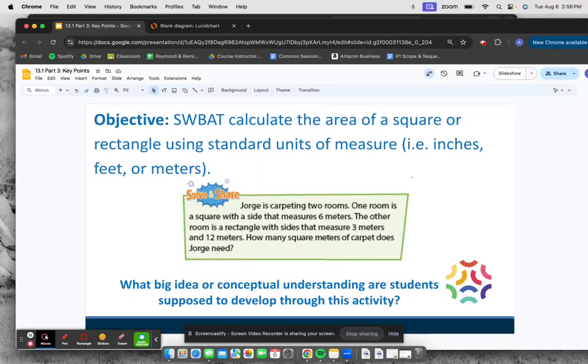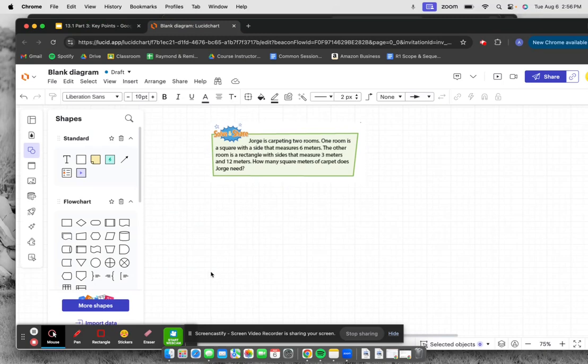So one of the best ways to figure out how students are doing a skill or a concept is actually to buckle in and do the work yourself. So we have the problem here and we are going to solve it. So let's look at what he has here. He has one room with a side that's square and the side is 6 meters. So we know a square is 6 all around. I'll draw that here.